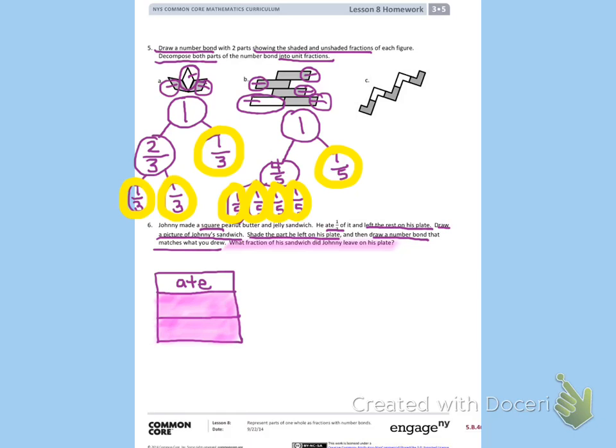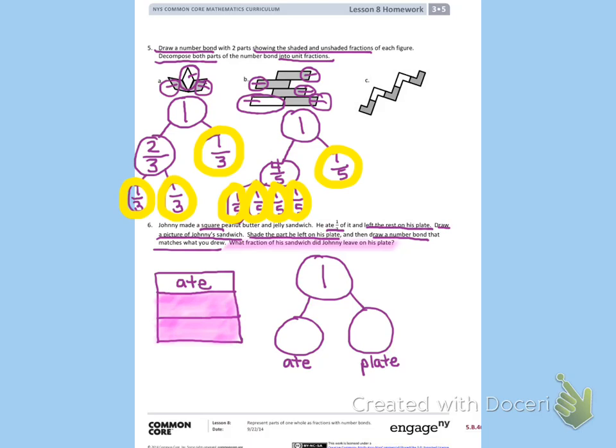So here's my number bond. The entire sandwich is 1 whole sandwich, so I'll write a 1 there. In the first circle, you write a fraction that represents the amount that he ate. And in the other circle, you write the fraction for the amount that he left on his plate. And then it says, what fraction of his sandwich did he leave on his plate?